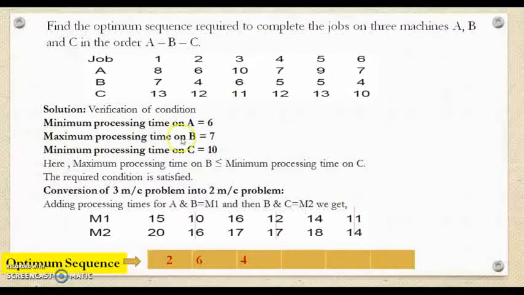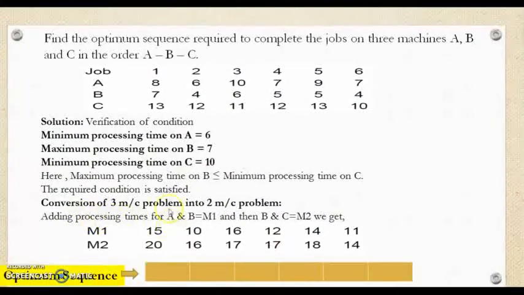Now maximum processing time on machine B is 7. If you observe here, maximum processing time on machine B is 7 and minimum processing time on machine C is 10. Now if we check our conditions here, the maximum processing time on machine B must be less than or equal to the minimum processing times on either A or B. But here the condition is satisfied. 7 is less than 10 here. So one of the conditions is satisfied. Therefore, we can convert the 3 machine problem into a 2 machine problem here.